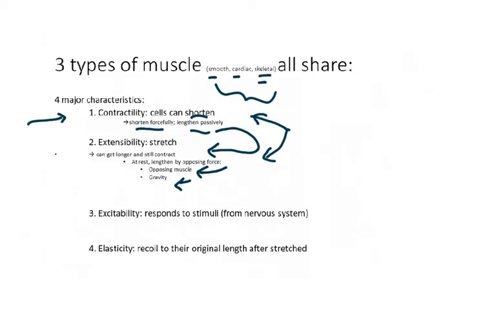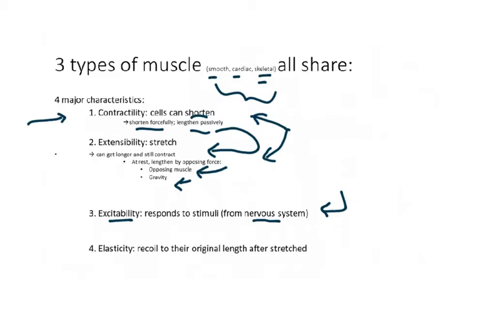The third property is that they're all excitable. And this is kind of similar to what we saw with the nervous system. And when we go through the excitability of these muscle cells, it is going to look a lot like what we saw for the neurons. But this is a unique property that muscle cells all have, this ability to respond to stimuli.